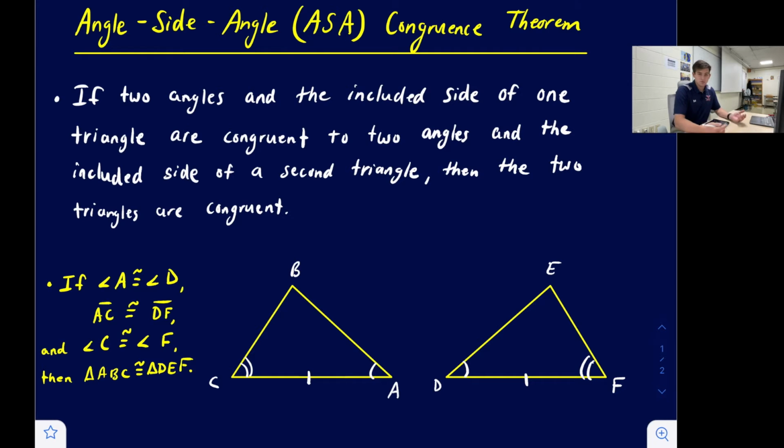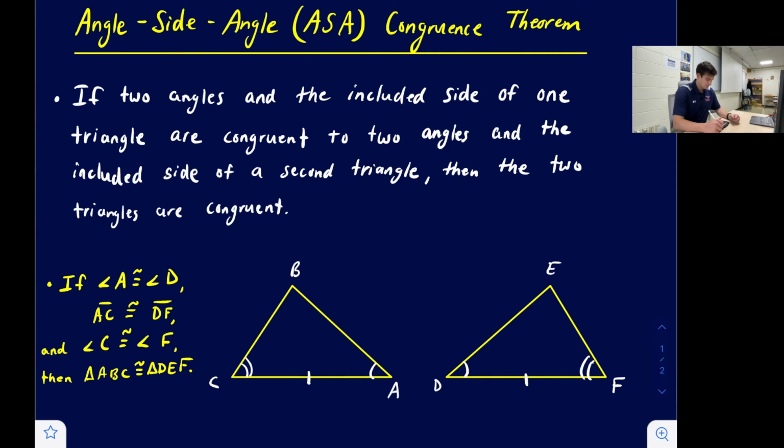All right, so up to this point we've talked about SSS, side, side, side. We've talked about side, angle, side. We debunked the SSA or ASS congruence theorem and said that doesn't work for all triangles. It only works for right triangles, and we call that the hypotenuse leg congruence theorem. So we've done 3, and so this will be the 4th video in this congruence theorem series.